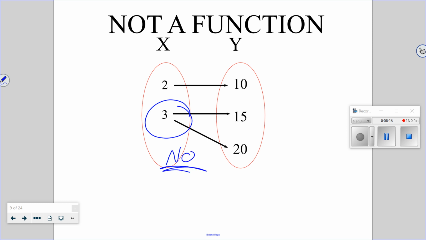Because you cannot have these forks in your mapping. Okay, if you put in 3, does 15 come out or does 20 come out? Is it random? How do we know? We don't know. Okay, so that's a not function. A machine that works that way is not functioning. Every time you click the same thing on your phone, you want the same thing to happen. It would drive you nuts.